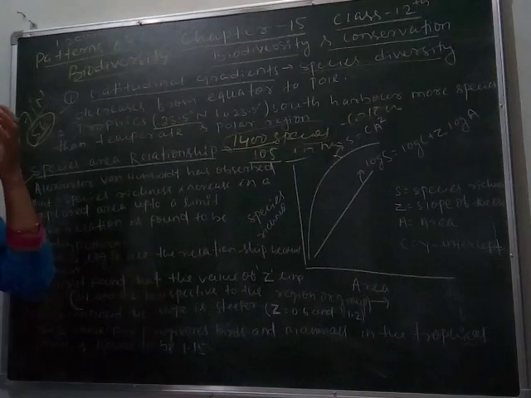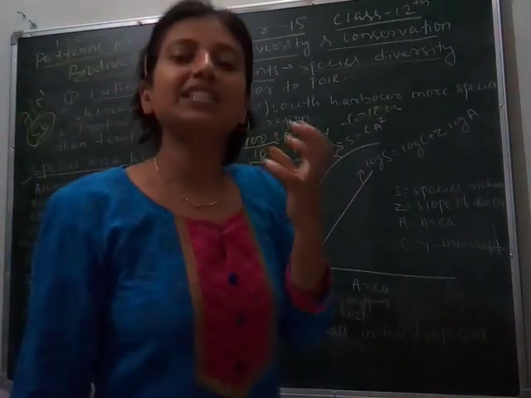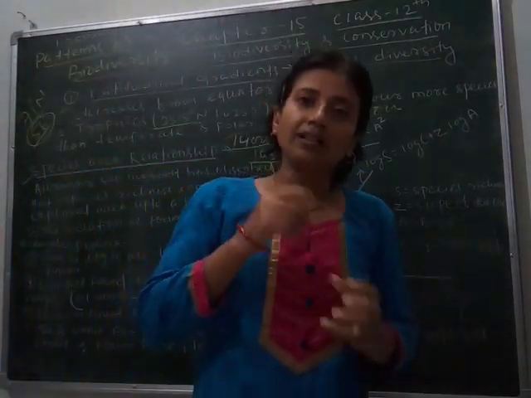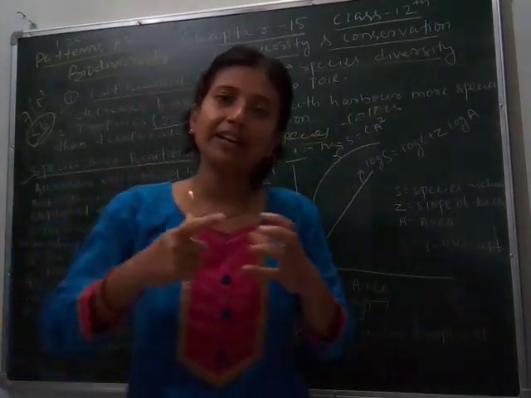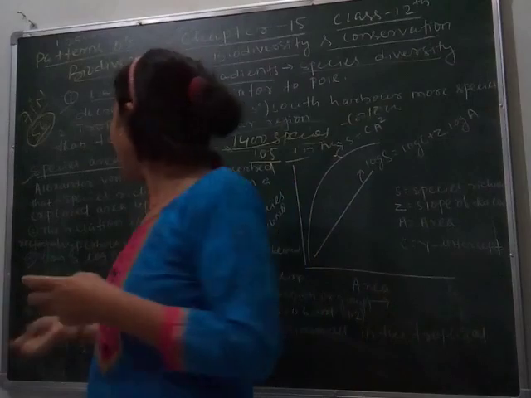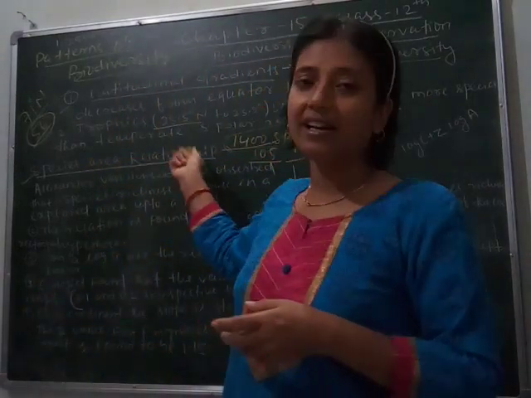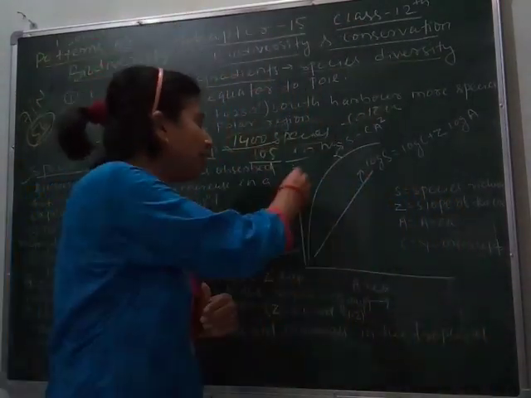Next is your species area relationship. This indicates that the area decides the number of species, means the variation in species can be defined by the species area relationship. To understand this, we have to see this graph.